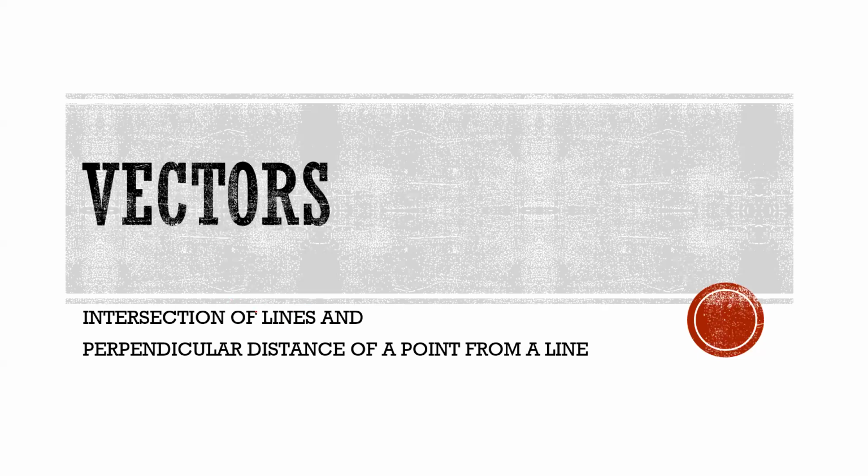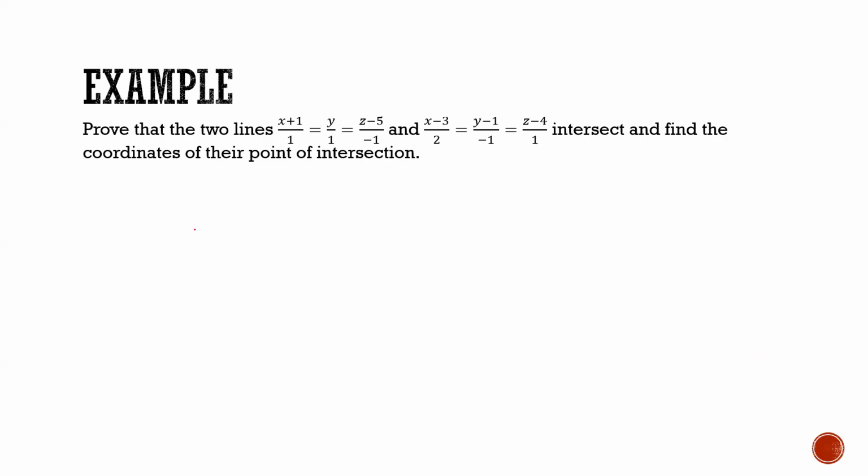In this video, we'll be looking at the intersection of lines and perpendicular distance of a point from a line. So let's work that out with this example. We've been asked to prove that these two lines intersect and then to find the coordinates of their point of intersection. So first thing we're going to do is write the equations of these lines in parametric form.